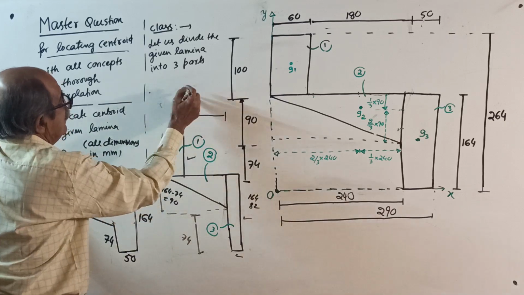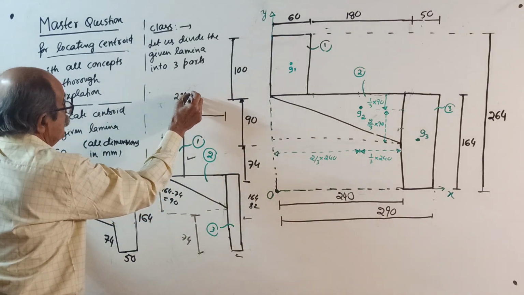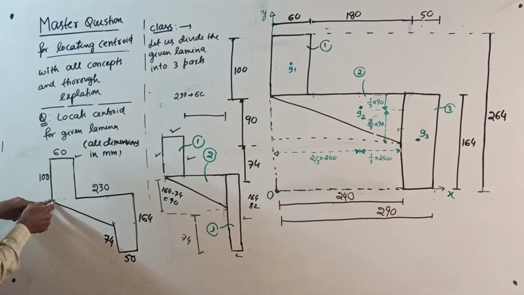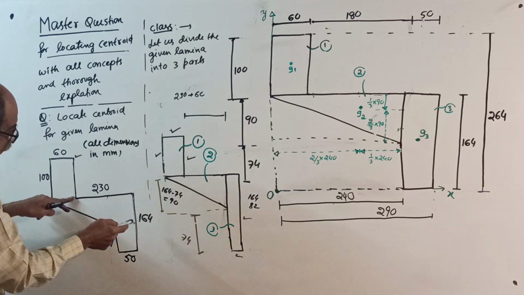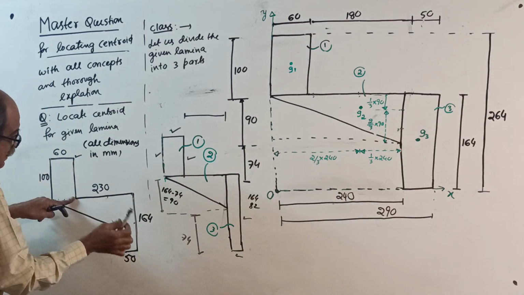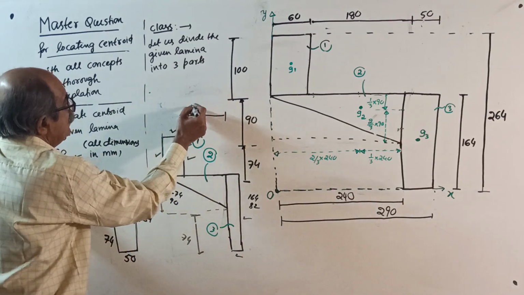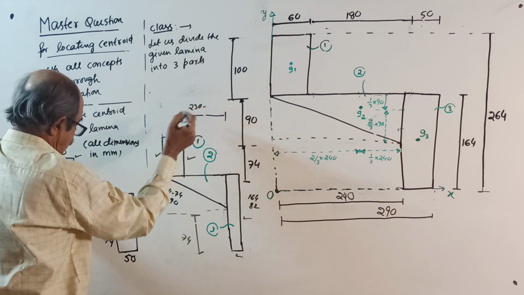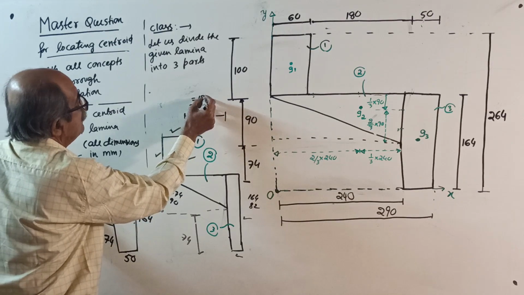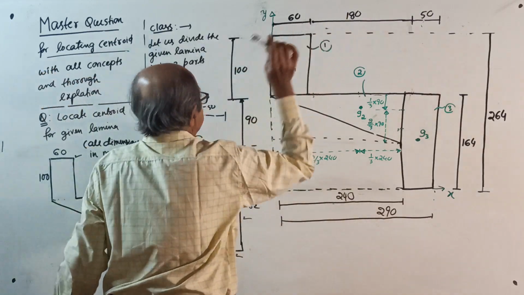So, it is 230 plus 60. That will give you from here to here. No, not required. I want this distance. So, see, this is 230, this is 50. So this is 230 minus 50, that will give you 180. See, I wrote here 180.